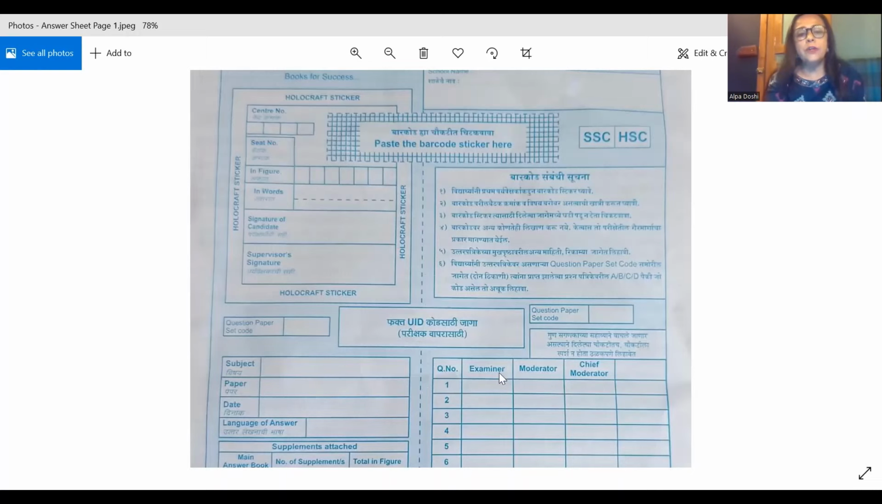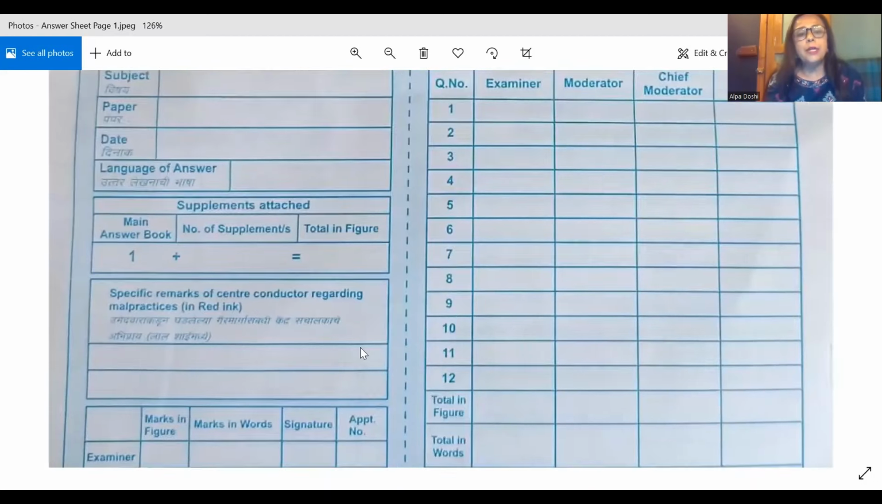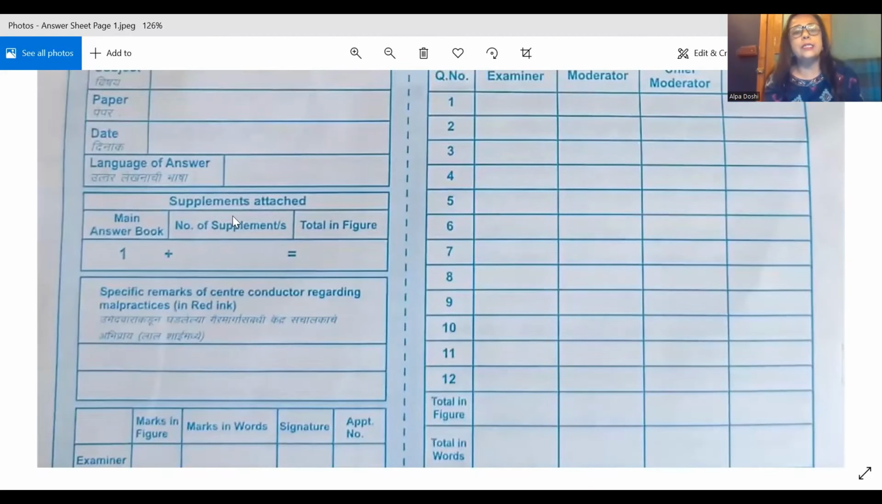Make sure that you have filled up all these details so far. Moving to the second part of this page, you will see here that in case you have attached any supplements, you have to write down 1 plus 2 is equal to 3. Or else, if there are no supplements, you just write 1 plus 0 is equal to 1. So this has to be done towards the end of the examination.